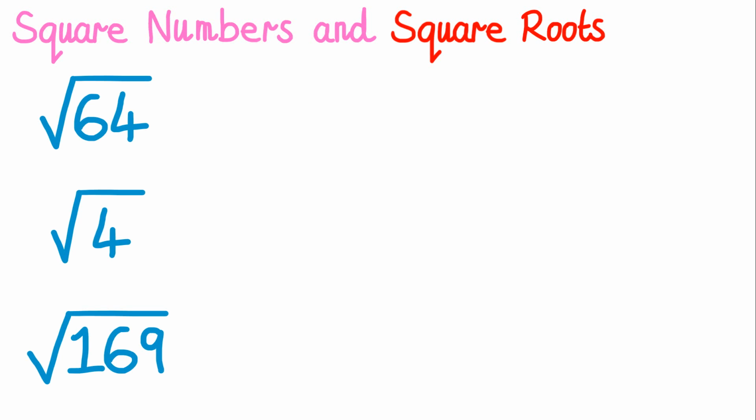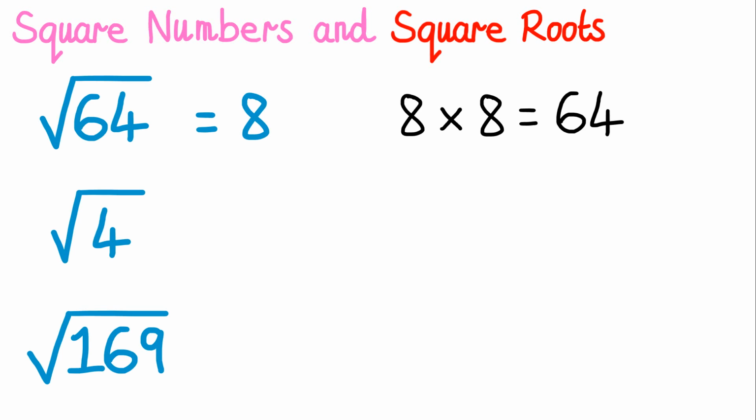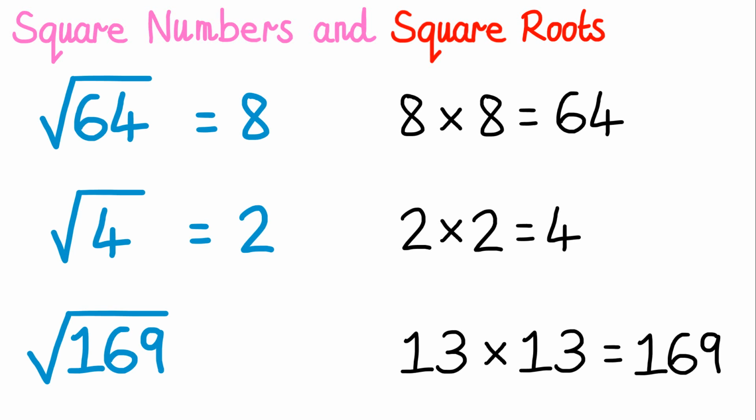So we know that 8 times 8 is 64, so the square root of 64 is 8. We know that 2 times 2 is 4, so the square root of 4 is 2. And we know 13 times 13 is 169, so the square root of 169 is 13.